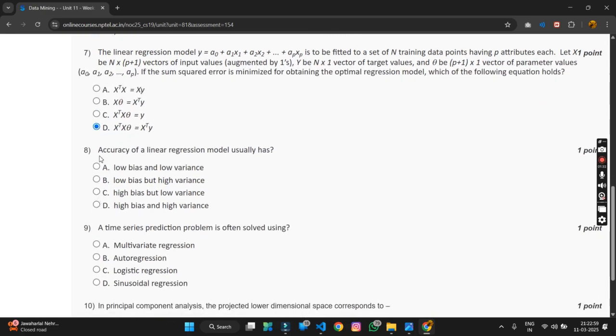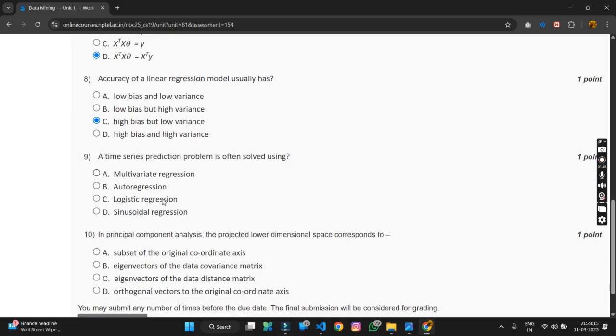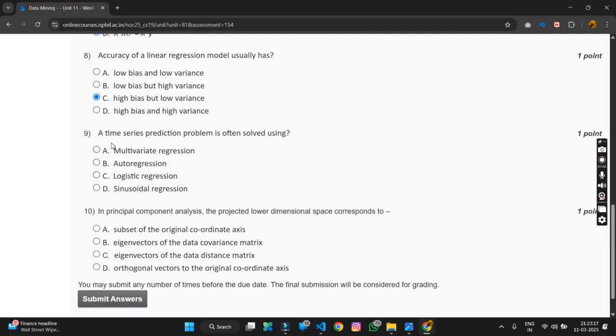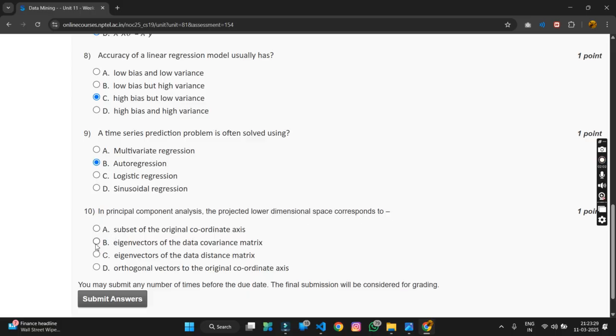Next question is 8. A linear regression model usually has high bias but low variance. Next question is number 9 and the answer of number 9 is option B, that is auto regression. Next question is number 10, the last question of this assignment, and the answer of this question is option B.